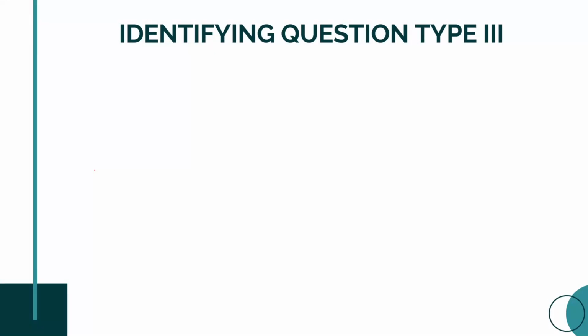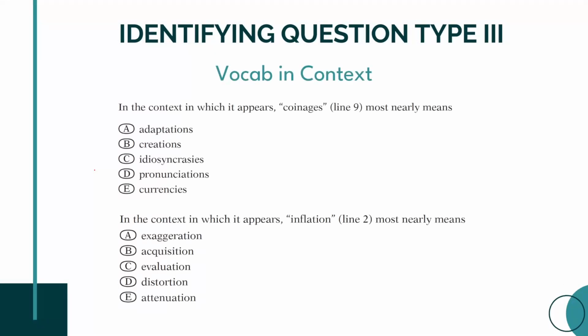And the third type of thinking question is going to be a vocab and context question. So here's two examples. The reason why these are thinking questions is because, unlike the TOEFL, where you could just literally choose an answer right after reading coinages or inflation, you can't do that here. You actually have to use the passage, find the evidence, and then make, based off of that, the best educated guess for the meaning of this word. So, again, kind of a thinking question there.